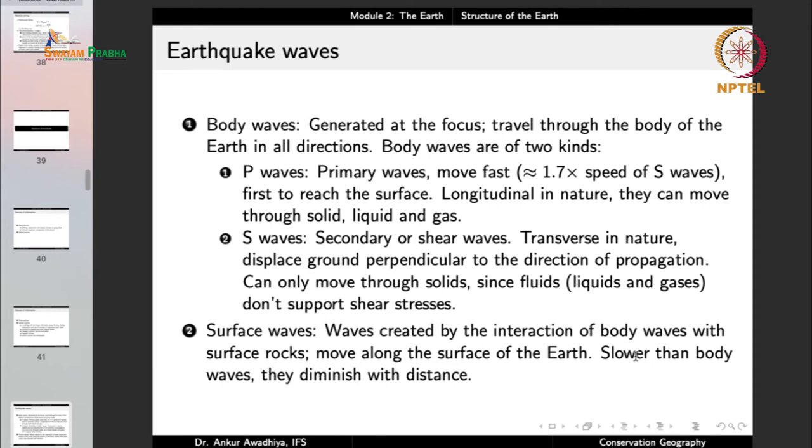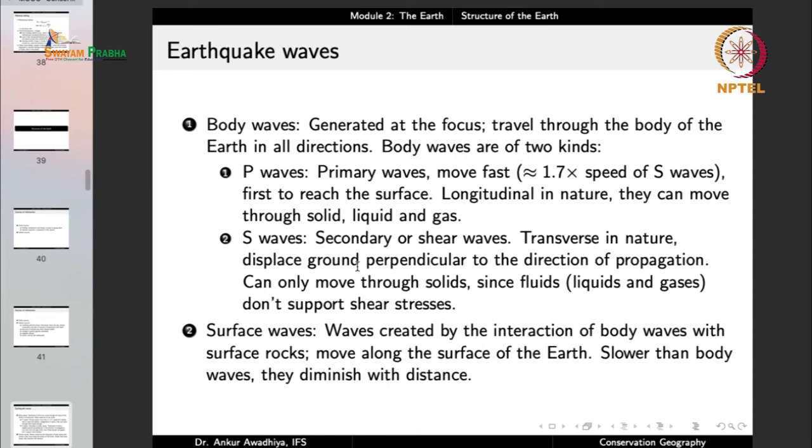And we saw that the earthquake waves can be divided into body waves and surface waves. The body waves are generated at the focus, travel through the body of the Earth in all directions. So they are body waves. And they are of two kinds. We have the P waves or the primary waves, and the S waves or the secondary or shear waves. Now, primary waves are fast. They are first to reach the surface. They are longitudinal in nature, and they can move through solid, liquid and gas.